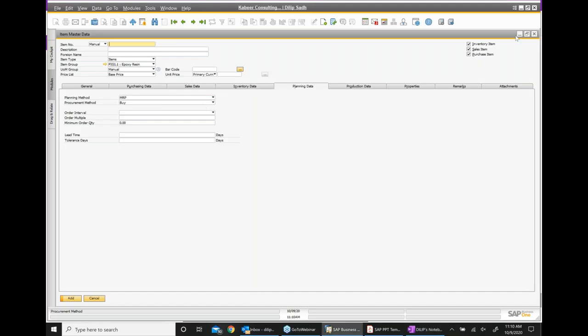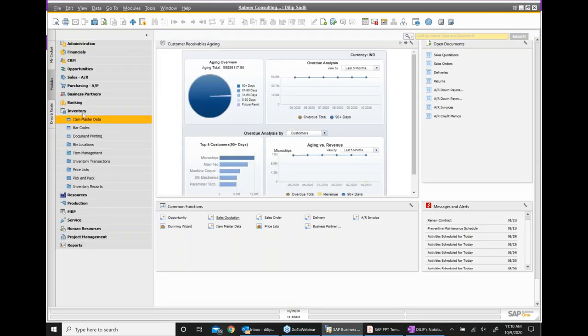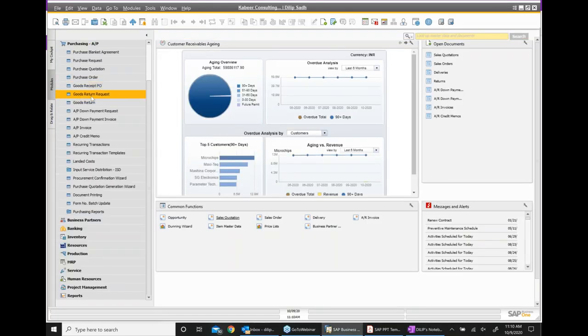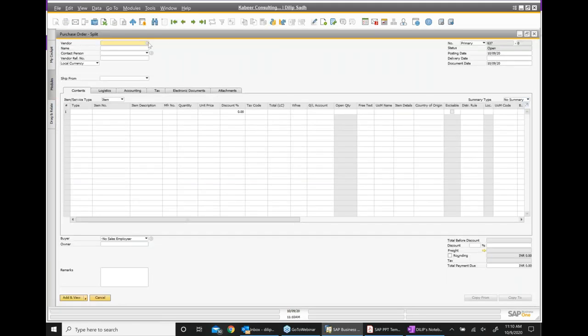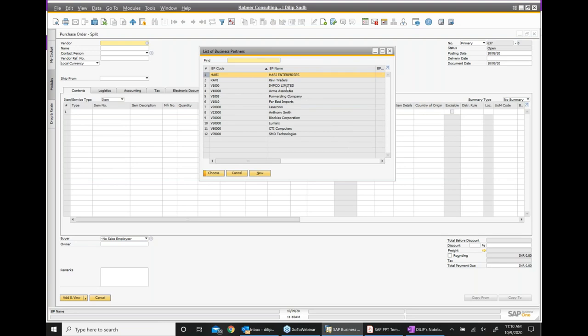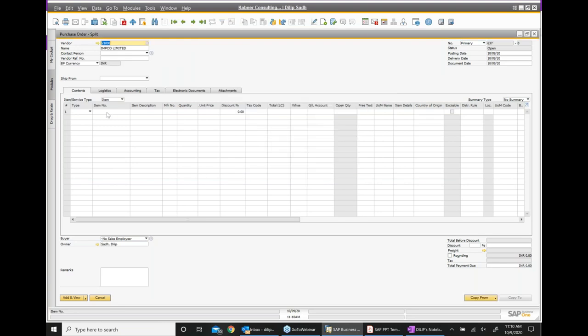Now for this material, I want to create a PO. So what happens with the purchase order? We create a regular PO, for example. We select any vendor. We enter the item FG06.